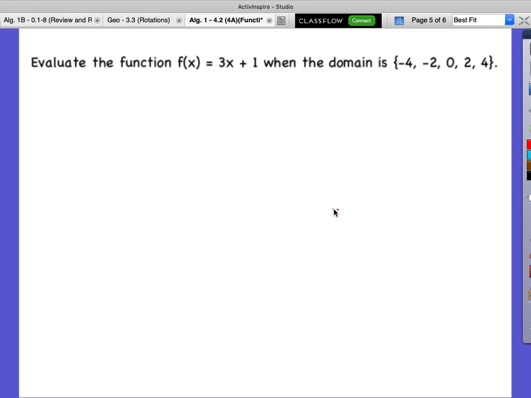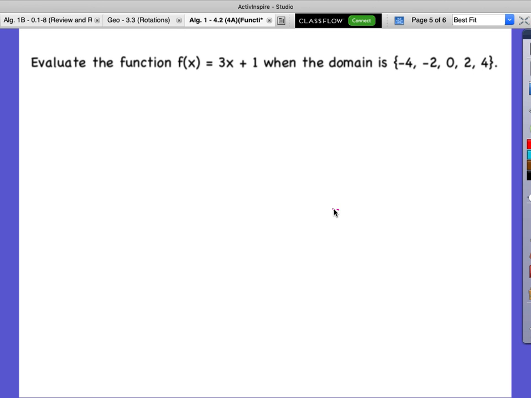Chris, what are you thinking? What if I tell you we were just evaluating functions? We were just doing that. It means that we're plugging stuff in, and you solve. So evaluate just means solve and do some math. That's really what evaluate means.